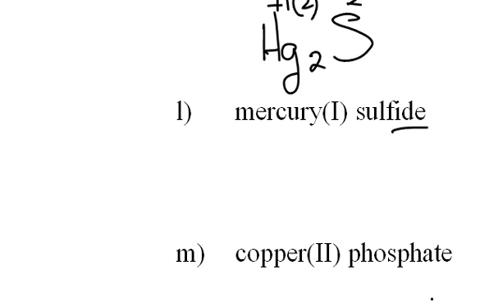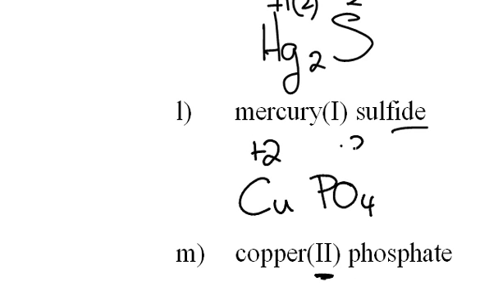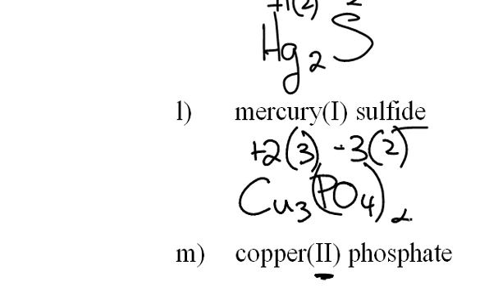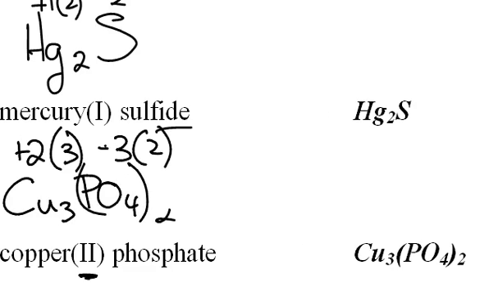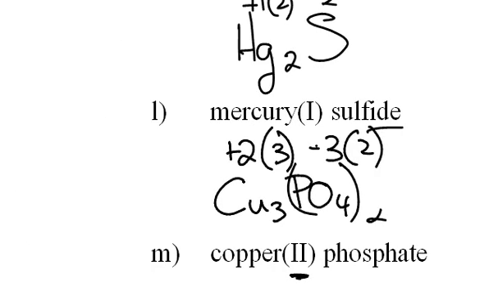Copper 2 phosphate. Again, copper can either be a +1 or +2. In this case, it's a +2 because of the Roman numeral. Phosphate, PO4, a -3 charge. So I need 2 of those and 3 of those. So Cu3(PO4)2. Okay.